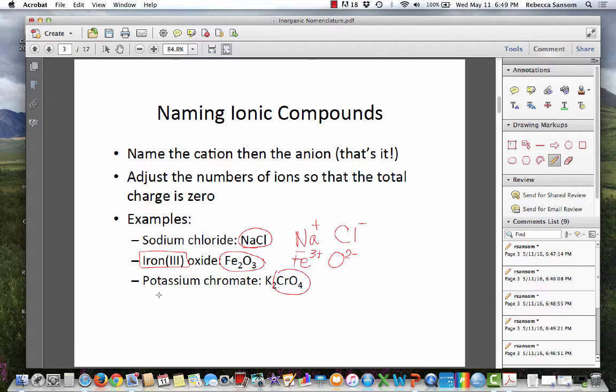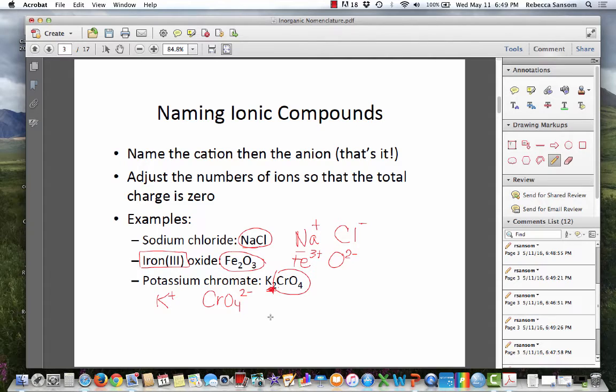When I see potassium, I think to myself, that's K+. It's again one of the representative elements. Its stable ion is +1. When I see chromate, I think that's CrO4 2-. And I know that because I memorized the formulas of the polyatomic ions. So now I have K+ and CrO4 2-. In order to make the charges cancel out, I need 2 of the potassiums right here.